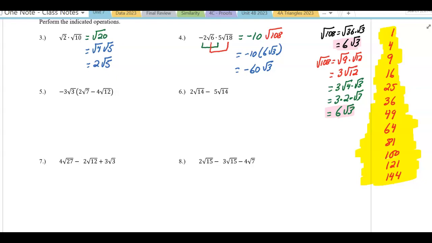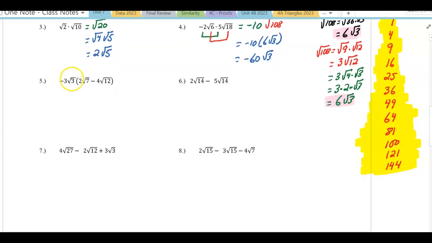In problem number 5, we have to distribute. So I need to multiply those two numbers and those two numbers where I drew the red and blue arrow. So when I multiply the red, again, I want to multiply the numbers in front, so negative 6. And then I want to multiply the numbers underneath the radical, square root of 21.